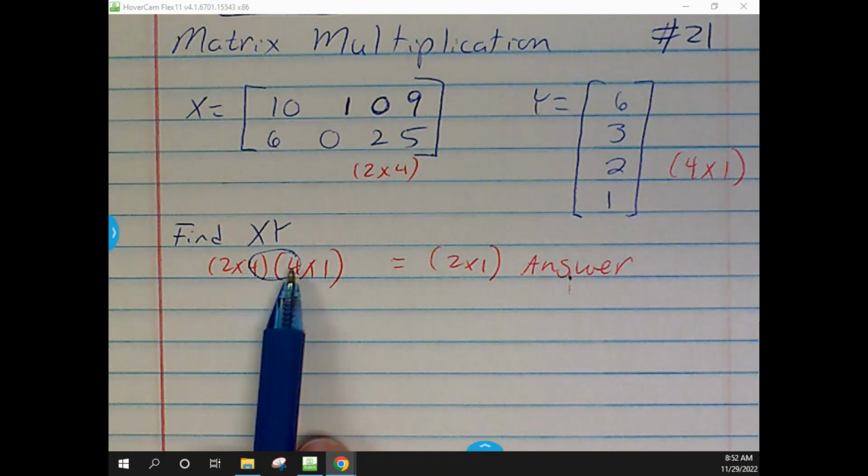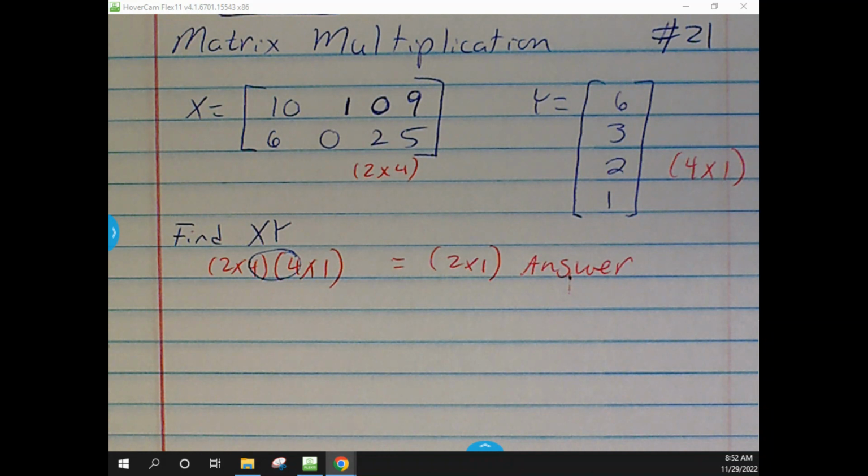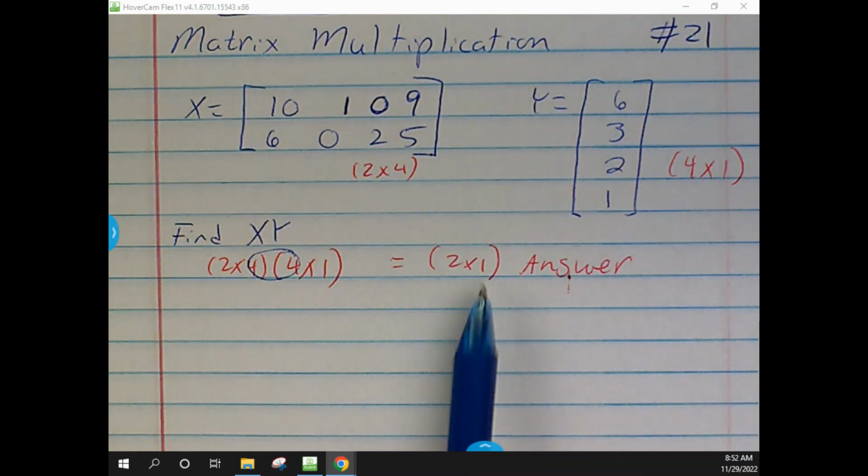Okay. Again, if those numbers in the middle don't match up, then it's not possible to multiply those two matrices together. So that's the first thing you always want to do, is check it. And that way you know what's going to happen. So we're going to have 2 rows and only 1 column. So we're going to have 2 answers basically stacked on top of each other.